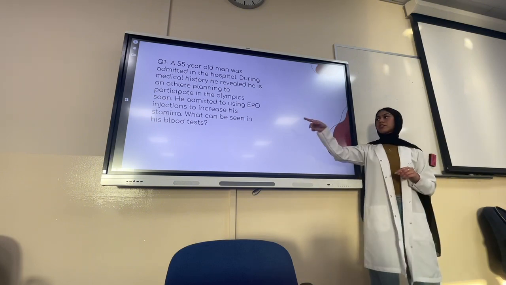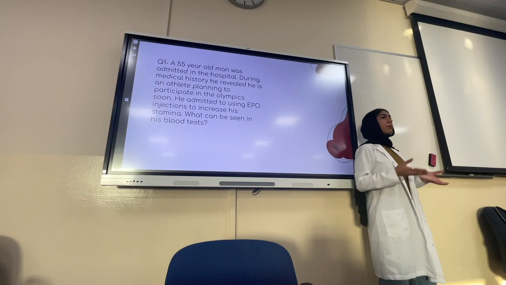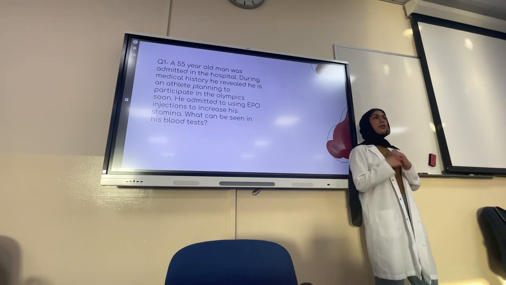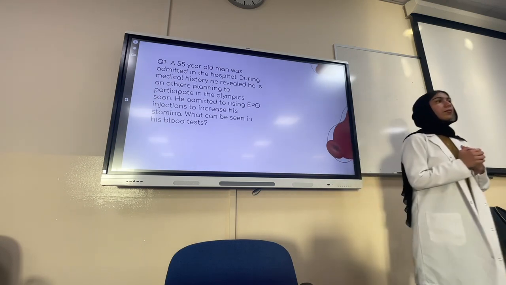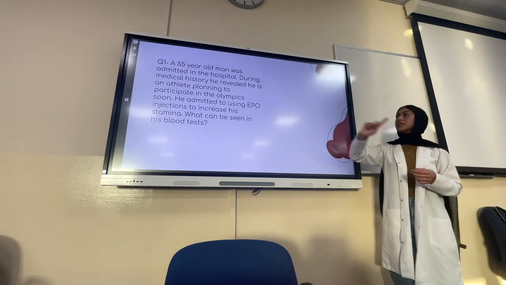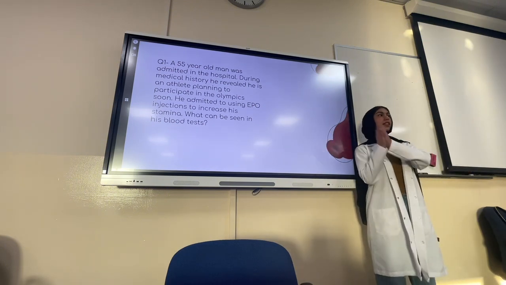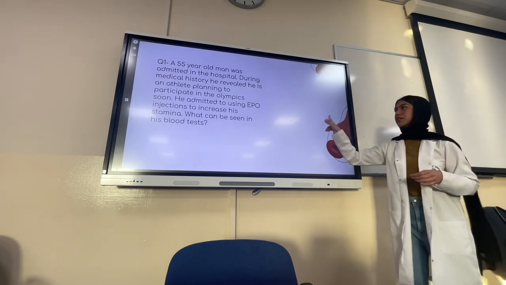There's a question along these lines, and you should know that when you have a high amount of erythropoietin, the results would indicate a high amount of hematocrit and high hemoglobin, everything associated with what EPO would do: increase red blood cell production, and that can be seen in the results. This was a concept that we were tested on.